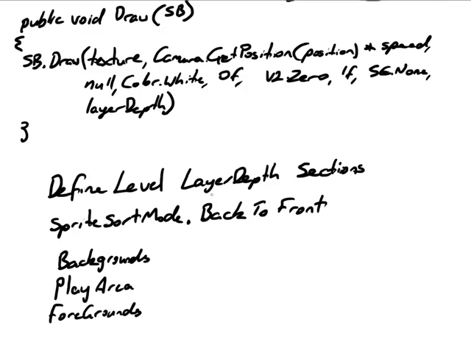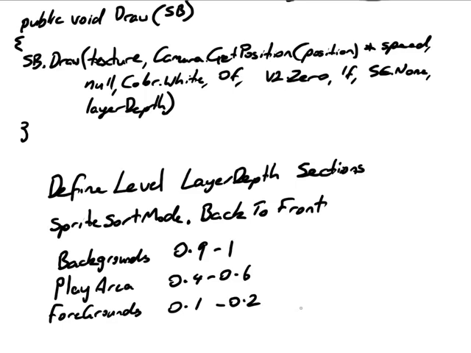So our layer depth areas are going to be like this. Our background, we're going to give it a range of 0.9 to 1. Our play area is going to have 0.4 to 0.6. And our foregrounds, we're going to give 0.1 to 0.2. So what does that mean? Back to front, well, that means our back value is number 1 and our front value is 0.